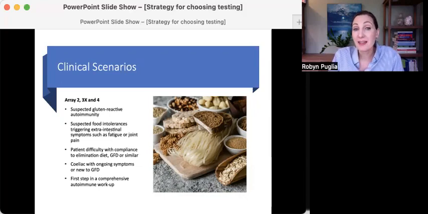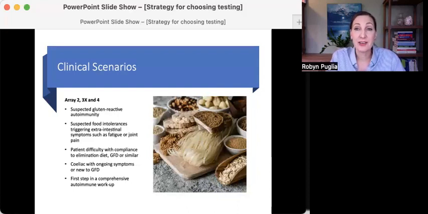if we're suspecting that somebody has gluten-reactive autoimmunity, and that can include celiac disease, but is not limited to celiac disease. If we are suspecting food intolerances that are triggering extra-intestinal symptoms, such as fatigue or joint pain, or that the patient is experiencing difficulty with compliance to the gluten-free diet or a similar diet intervention.